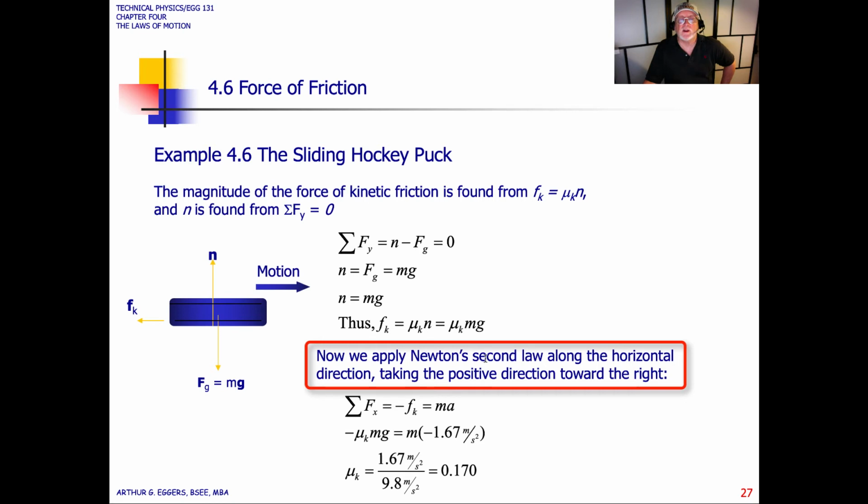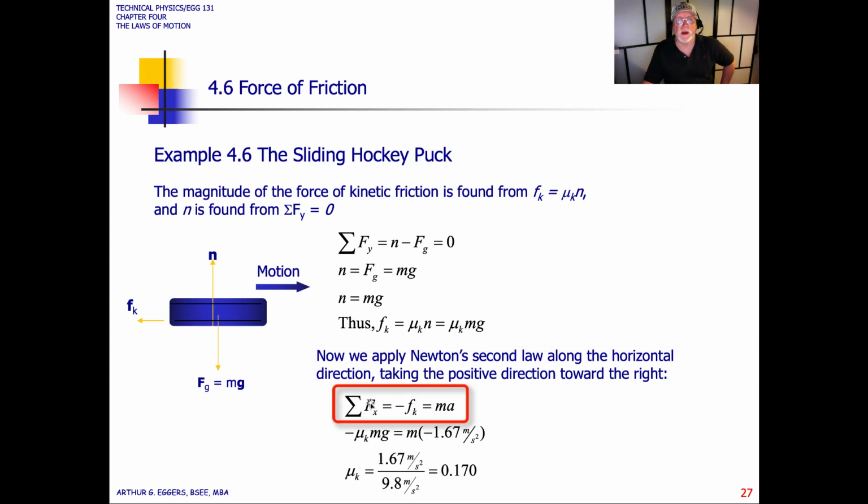Now we apply Newton's second law along the horizontal direction, taking the positive direction toward the right. So we are going to sum all of the forces in the x direction, and we're going to set it equal to the friction. That's the only other thing going on. So that's minus F sub k. The puck is moving, so it's not in equilibrium, so we have that equal to mass times acceleration.